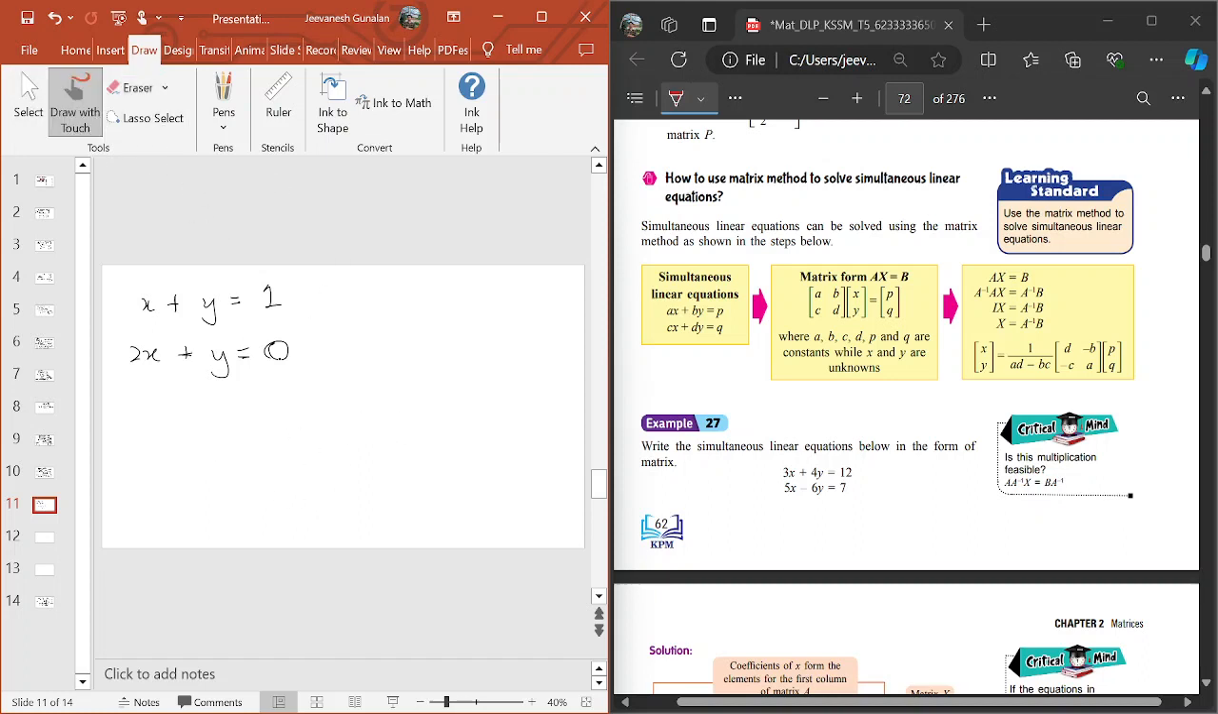But one of the things that you can also use is matrices. So how are you going to do that? Well, I'm going to take the coefficients of these variables. So the coefficient of this is 1. Here is 1 and here is 1, 2. So I'm going to write that in a matrix.